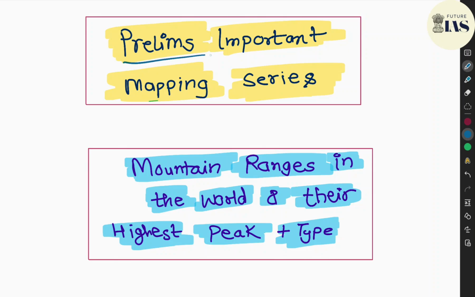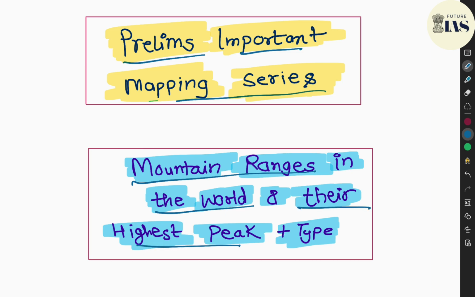This is the Prelims Important Mapping series where we are covering important maps for our UPSC Prelims. So in this video we'll discuss the major mountain ranges in the world and their highest peak along with their type, that they are fold mountain or they are block mountain.